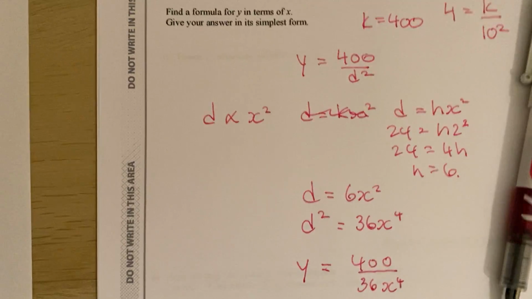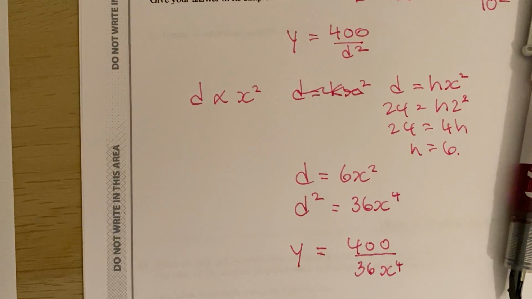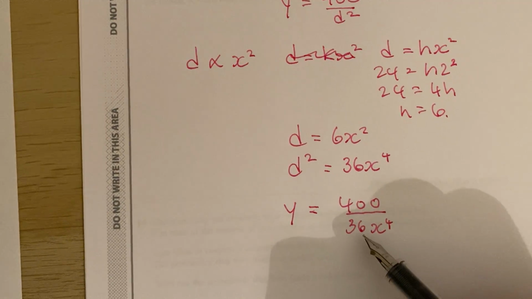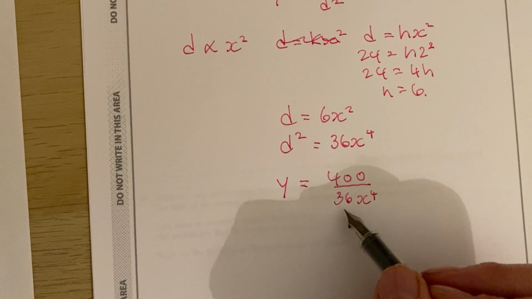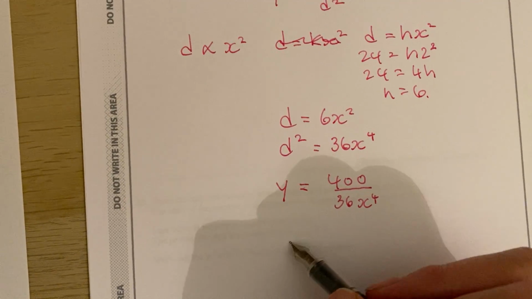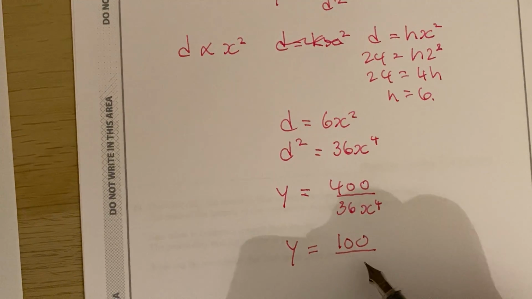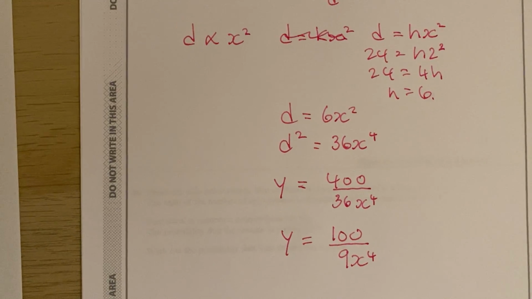But it wants it in its simplest form. So what I now need to do is simplify the 400 and the 36, and hopefully you can see that 4 goes into it. I think 4 goes into 400 100 times, and 4 goes into 36 9 times, so that should be your answer. Good.